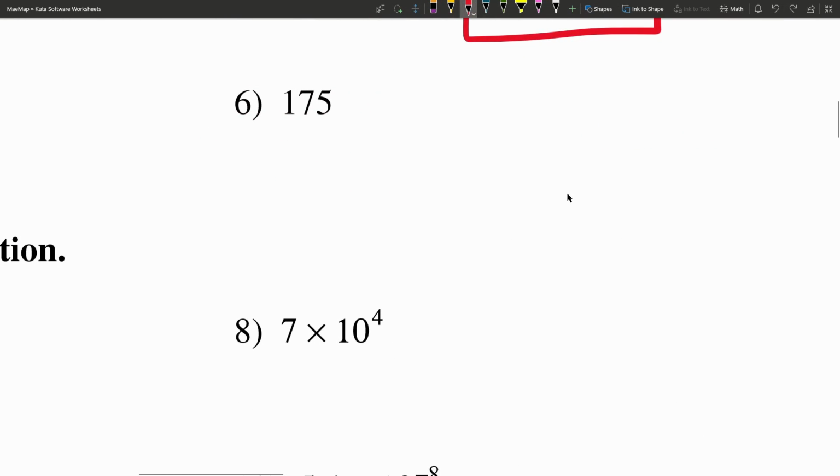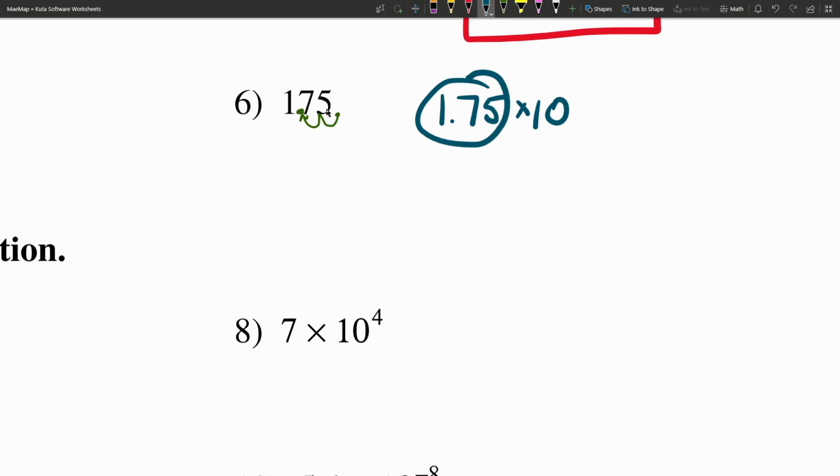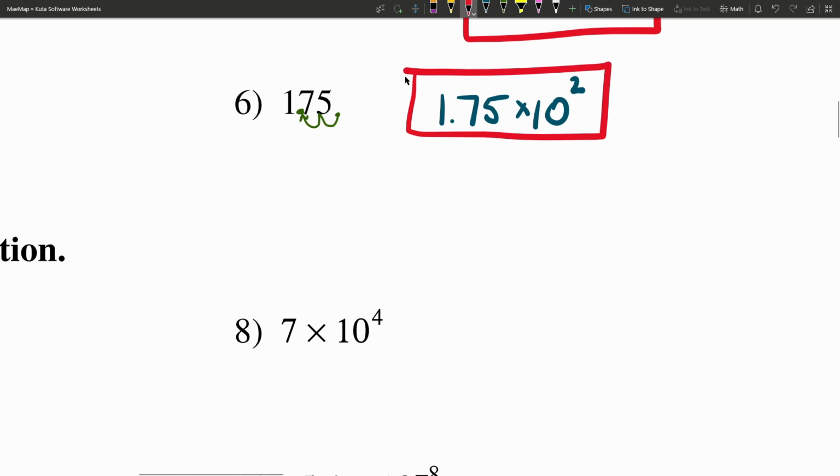In number 6, we have 175. So our decimal place starts here. That's our original number, but we're going to need to move it 2 times to the left in order to get our format of 1.75 times 10 to the, well, we moved it 2 times to the left. So 1.75 is smaller than that original value. So we need to multiply by 10 to the +2 in order to make those values equivalent. So 1.75 times 10 squared is our scientific notation for number 6.